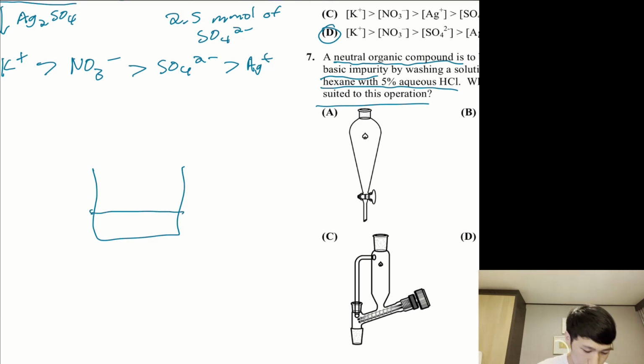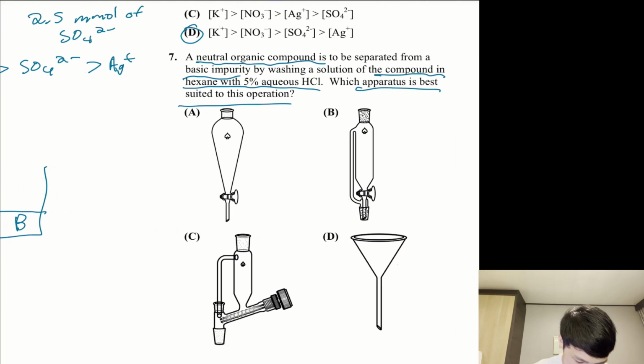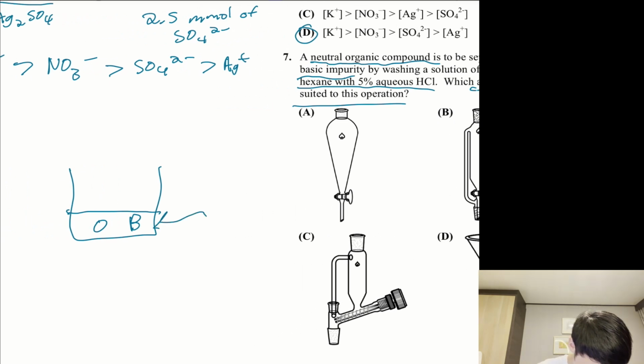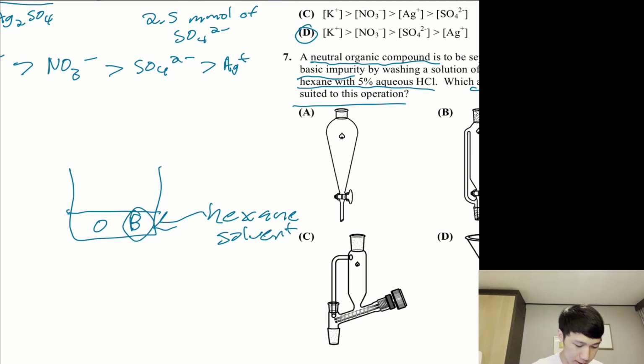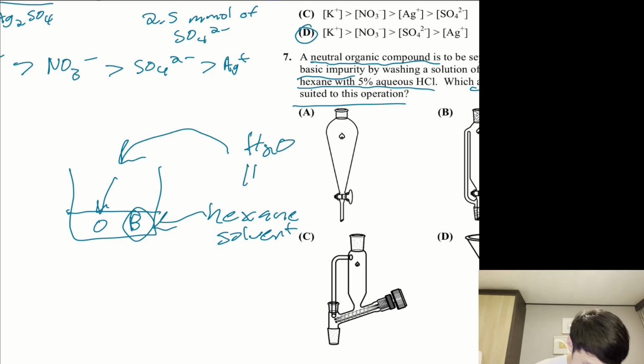And we have our organic compound. I'm going to call that O. And we have a basic impurity called B. And this is all in a solution of hexane. So this is hexane solvent. Now our goal is to separate this B out of this organic compound right here. And the way we're going to do that is we're going to pour in some water and aqueous acid, in this case HCl. So we're going to add HCl. And you can imagine HCl is a strong acid. It's going to release its proton, and it's going to protonate the base, which is a proton acceptor.